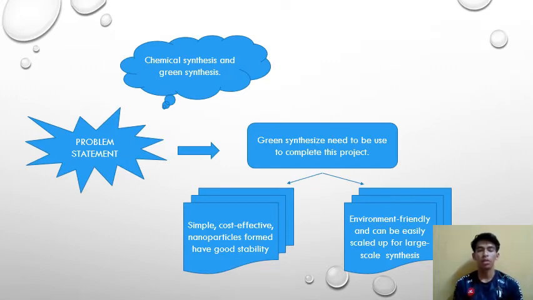There are two methods to synthesize zinc oxide nanoparticles, which are chemical synthesis and green synthesis. Green synthesis approaches are found to be a reliable and economic route to synthesize this metal nanoparticle. On the other hand, chemical synthesis methods lead to the presence of toxic chemical species adsorbed on the surface of the nanoparticle. Therefore, green synthesis has attracted attention for the synthesis of various metal and metal oxide nanoparticles. So that's why green synthesis needs to be used to complete this project.